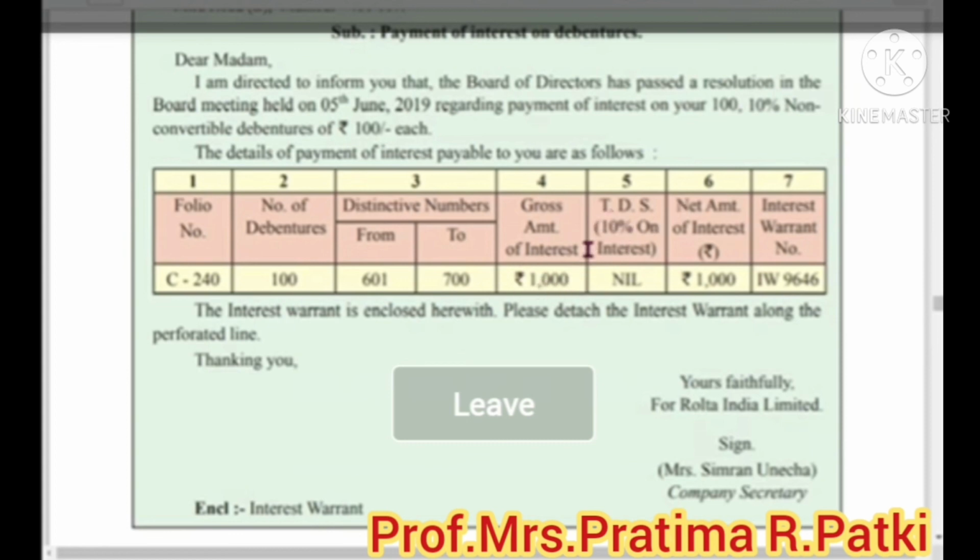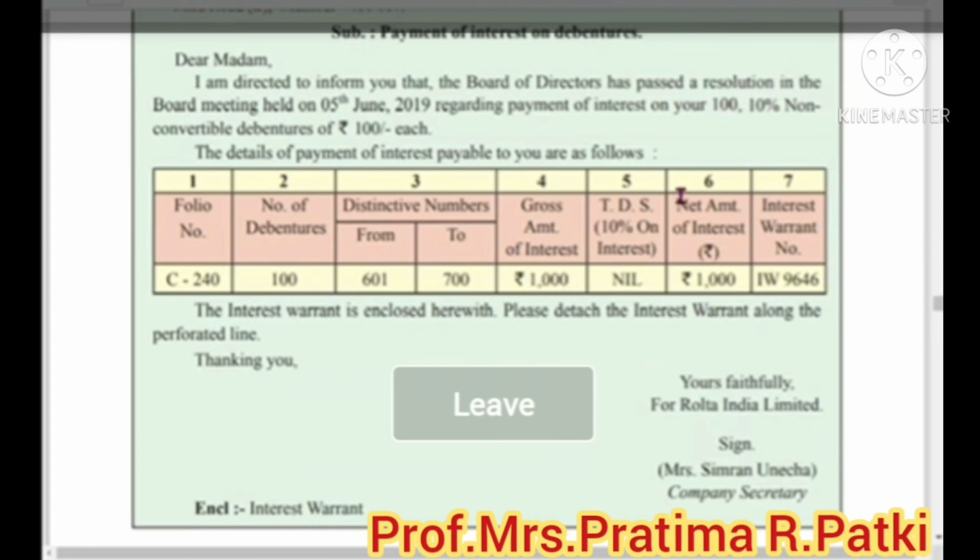Now TDS at 10% on interest is nil. Why? Because this amount is less than 5,000. If it is more than 5,000, then TDS is deducted. So you need to remember that the amount of interest should be less than 5,000. Otherwise, the tax deduction will take place. So always keep this as an easy and simple number. Don't write complicated numbers. So 1,000 rupees we have mentioned over here.